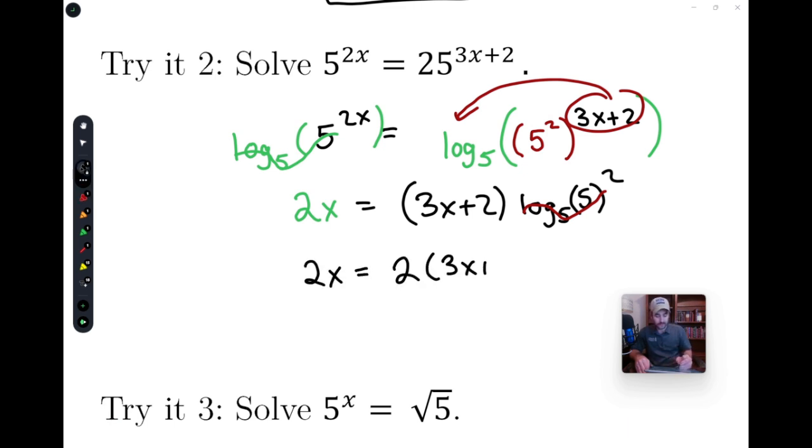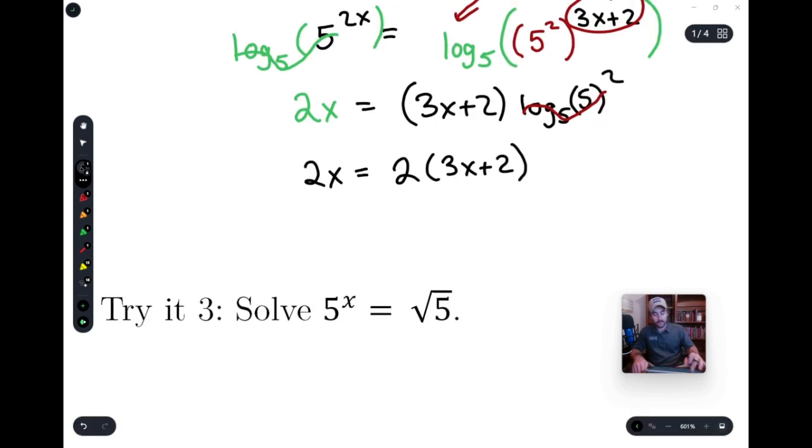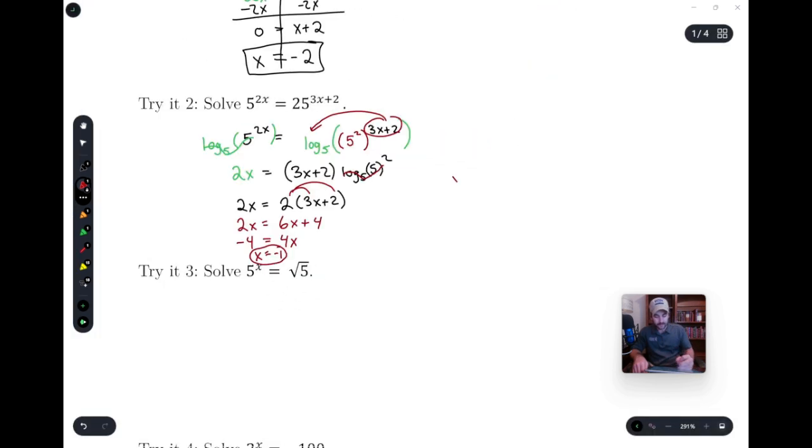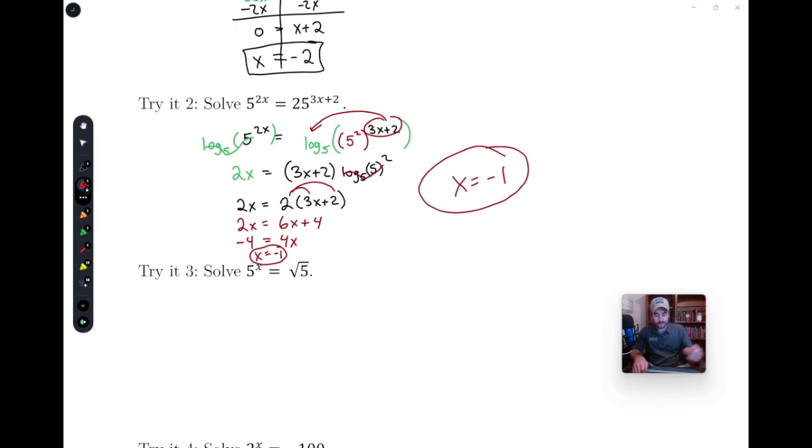If you recognized earlier that you could have used the exponent power rule and combined them in that step, you're more than welcome to. It's the same rule working itself out in the logarithm and the exponent. So we'll finish by distributing and solving. 2x equals 6x plus 4, which means that 4x is equal to, if we move the 4 over, negative 4, and x is equal to negative 1. So in this one, x equals negative 1.